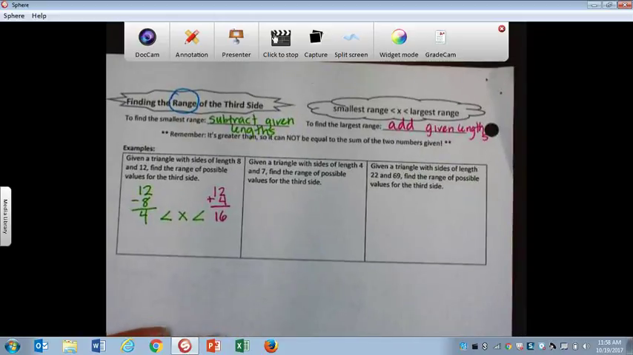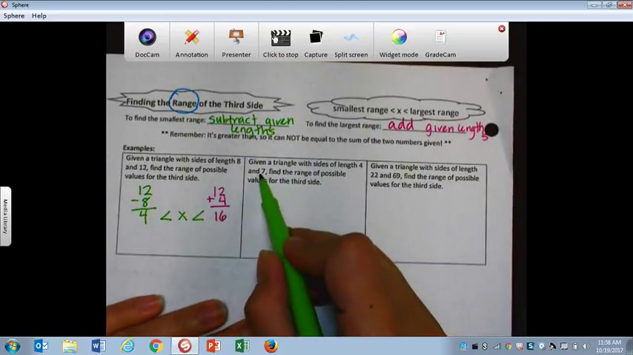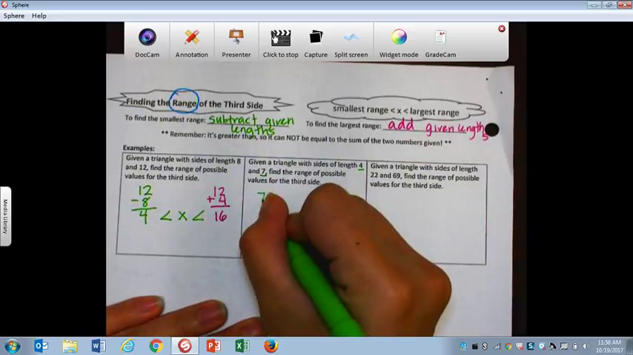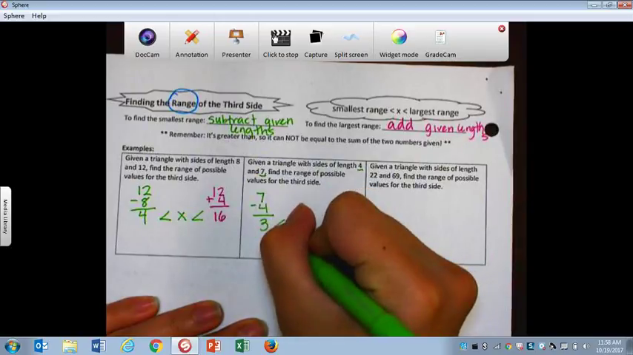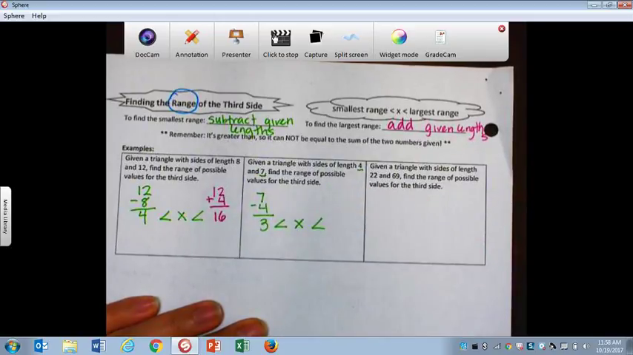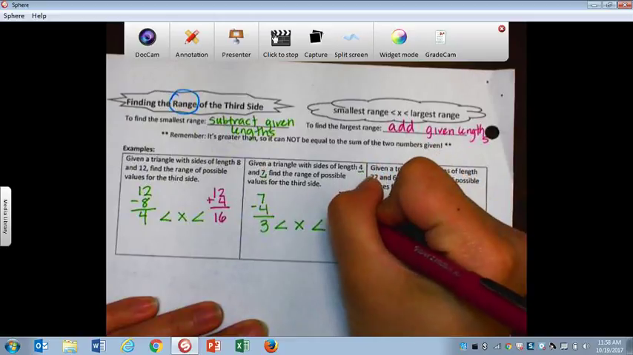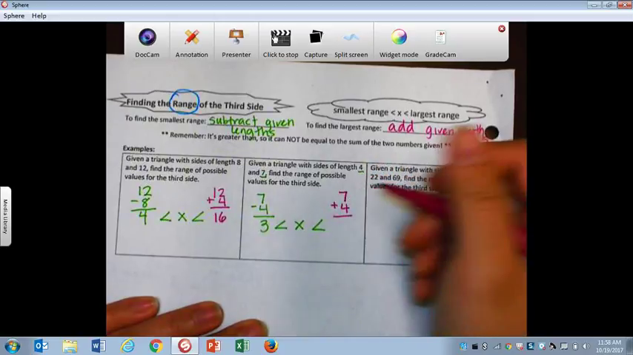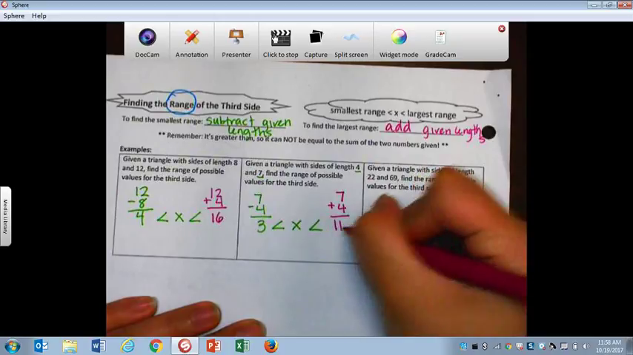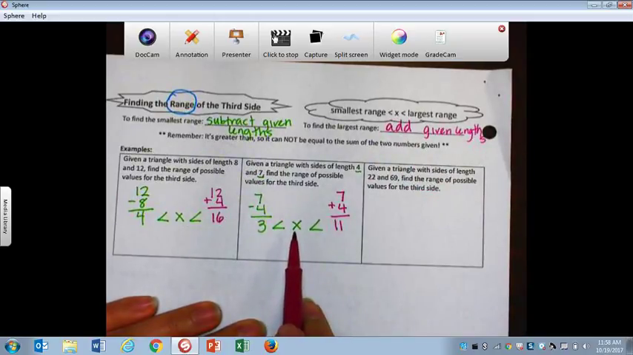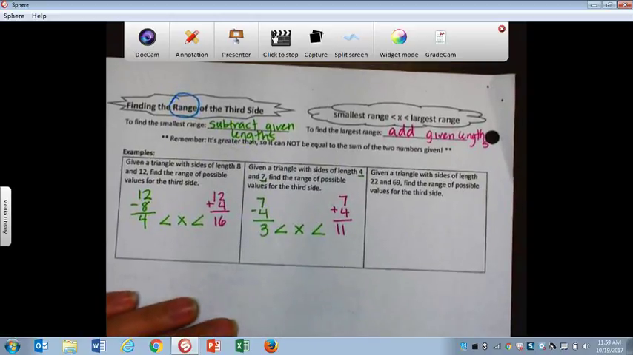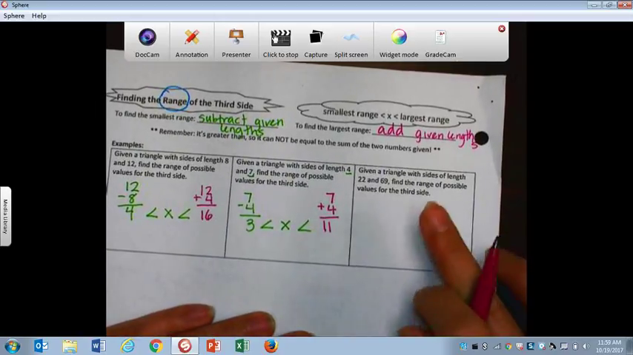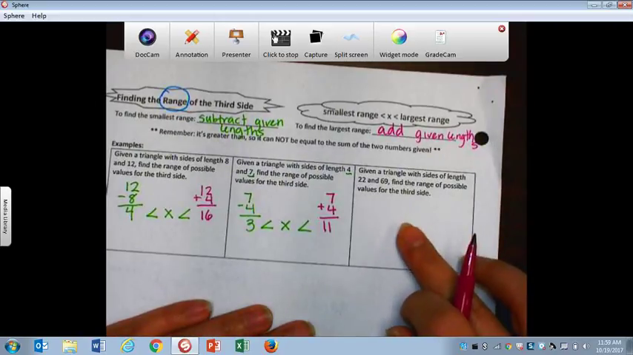Let's do one more example. With this one, 7 and 4. I'm going to go 7 minus 4. That is 3. Draw the alligator mouth. Then you're going to do 7 plus 4, which is equal to 11. So now this says that the third side, which is X, has to be between 3 and 11. It does not include 3 or 11. Let's do this one and see what kind of answers we get.